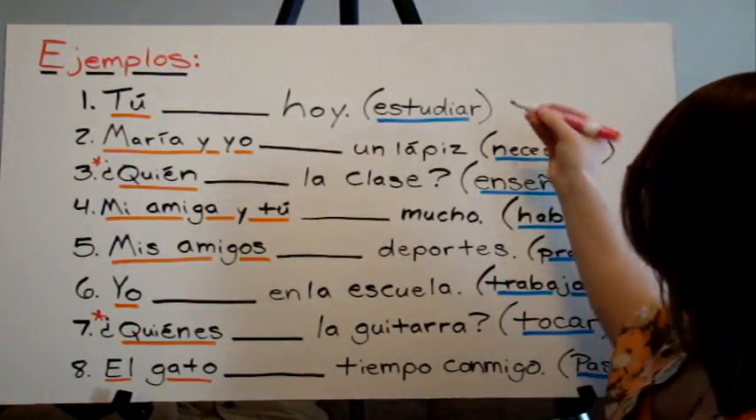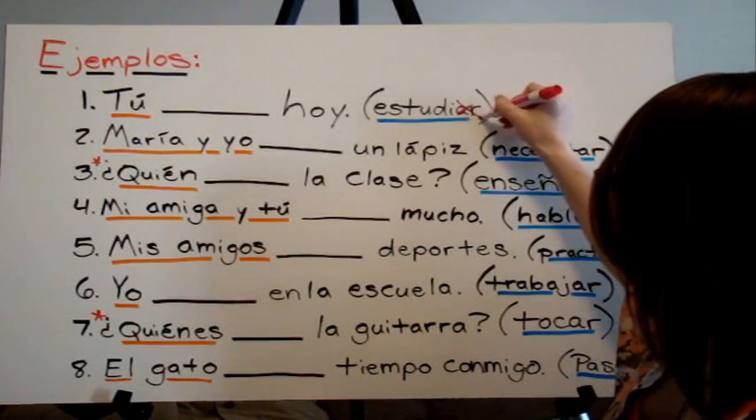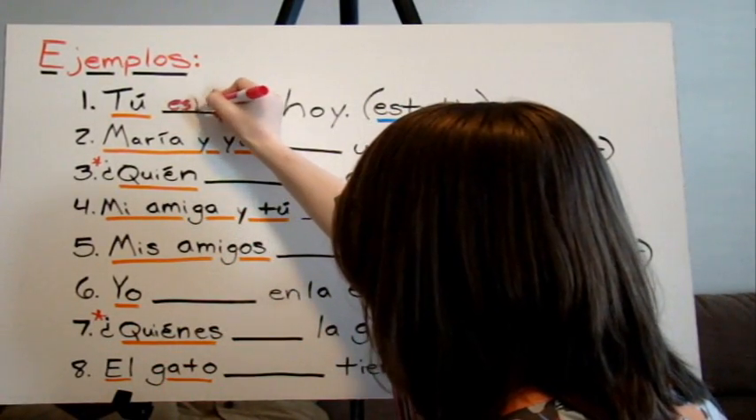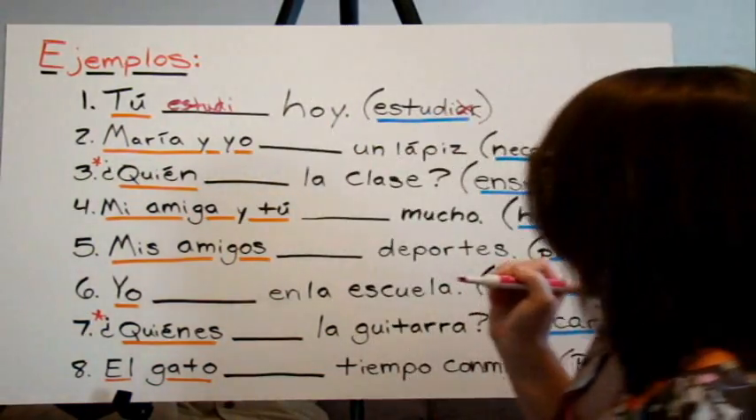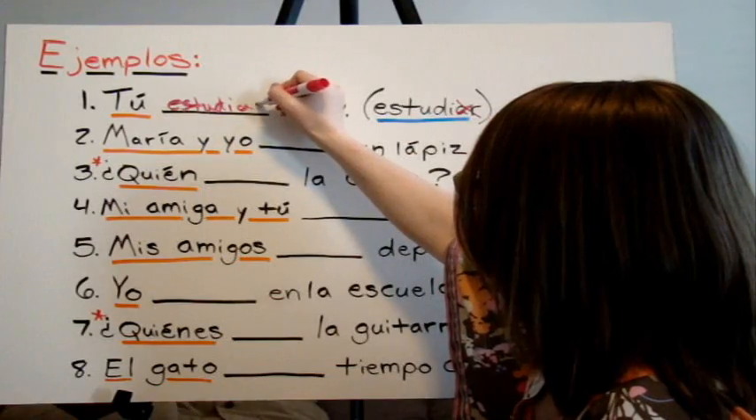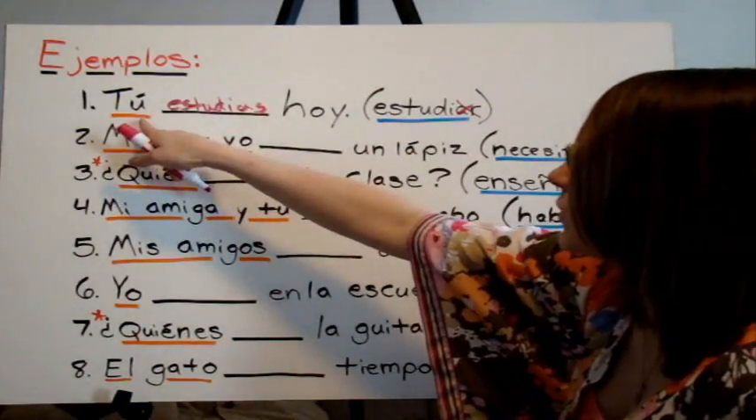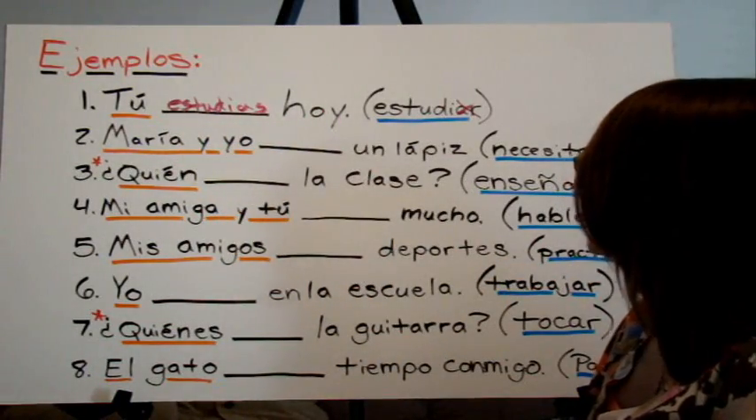So remember, the first thing we do is we take off the AR ending, and we are going to think about which ending we need to put in there. So for this case, it would be estudias. Estudias. Because it's tú. So now we have tú estudias hoy. You study today. María y yo.